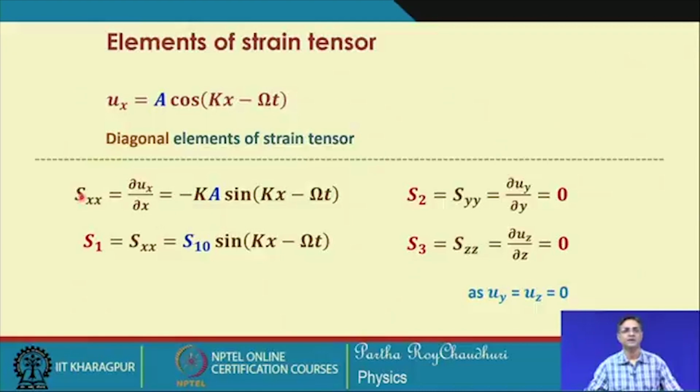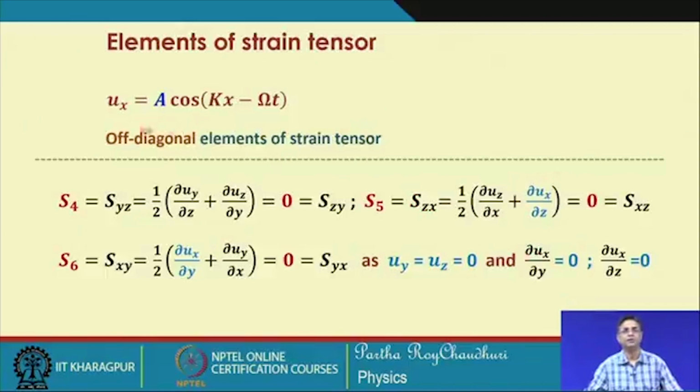So this S xx is nothing but S1, which can be represented as S0 or S10, whichever way we would like to represent it. But S2 and S3 are 0, because u y itself is 0, and u z is also 0. So we can see that S1 is the only non-zero element; the other two diagonal elements are 0.